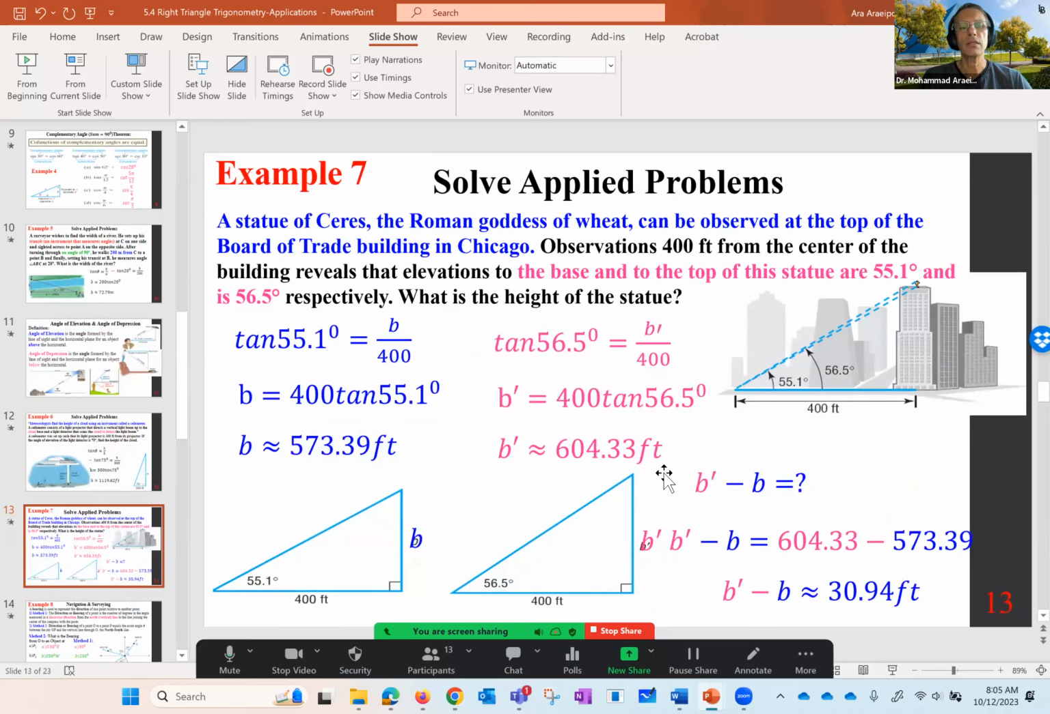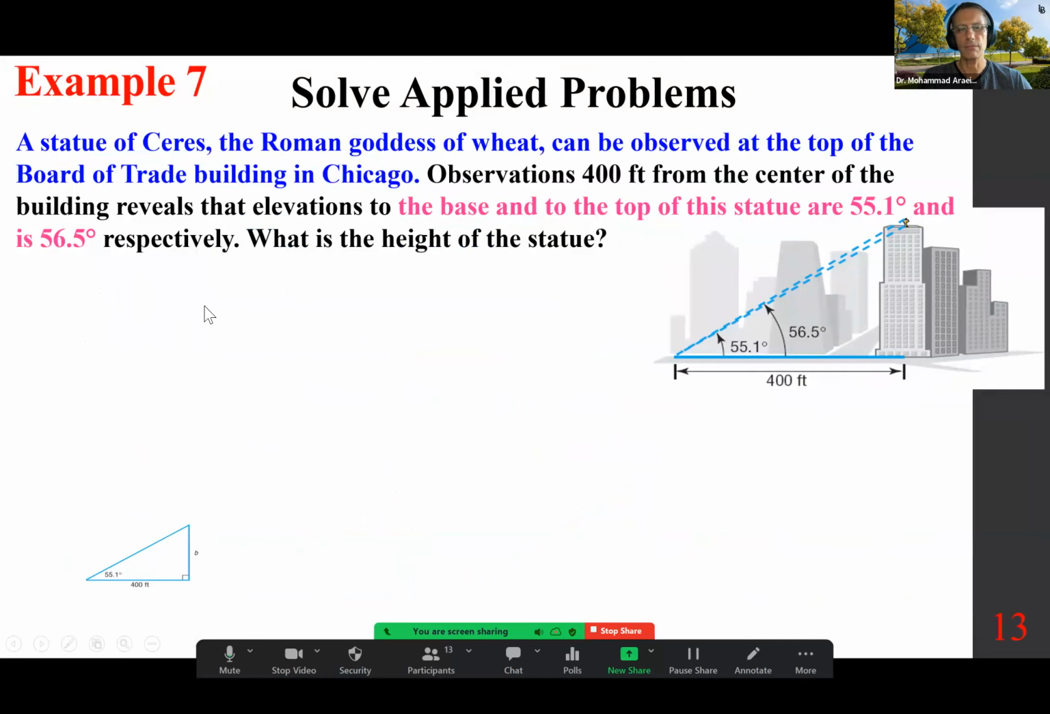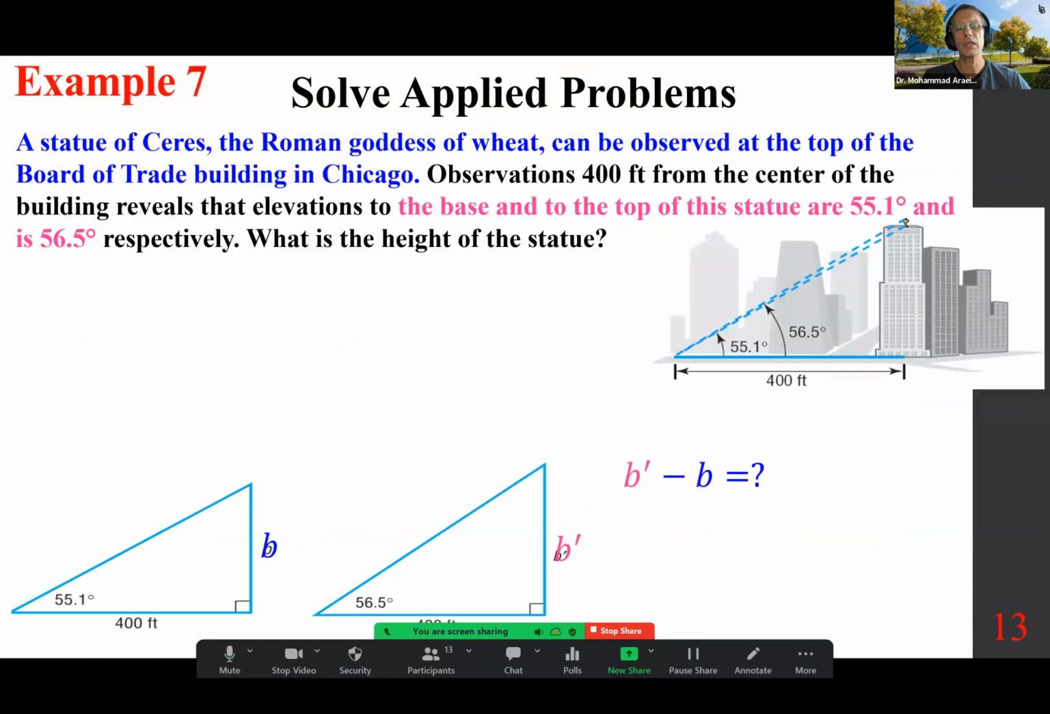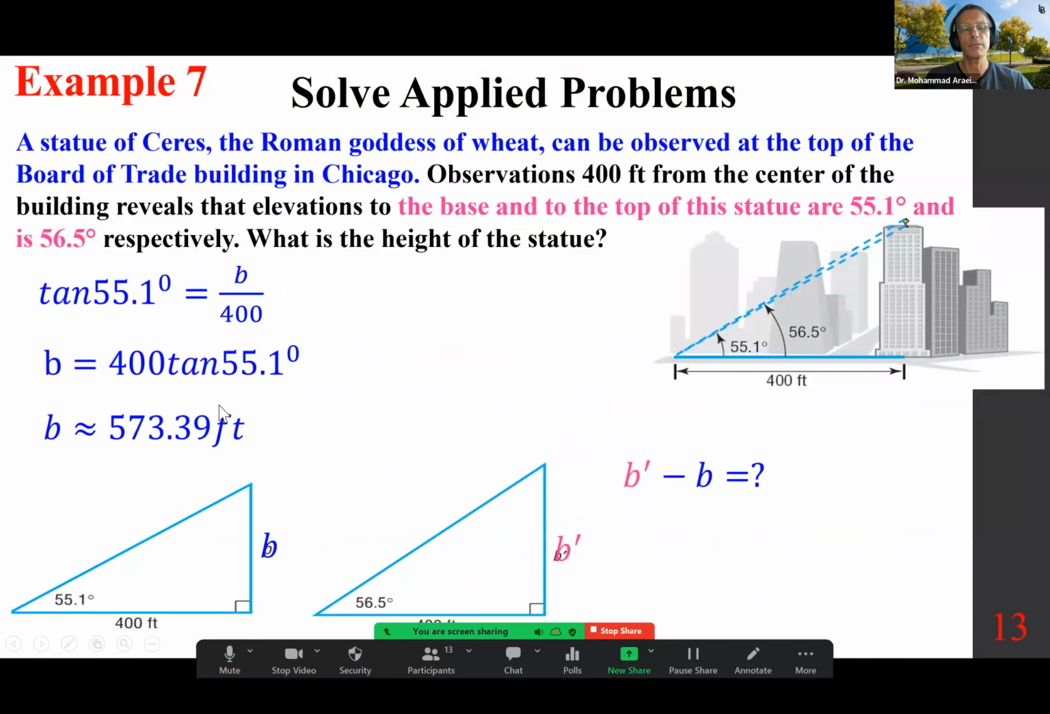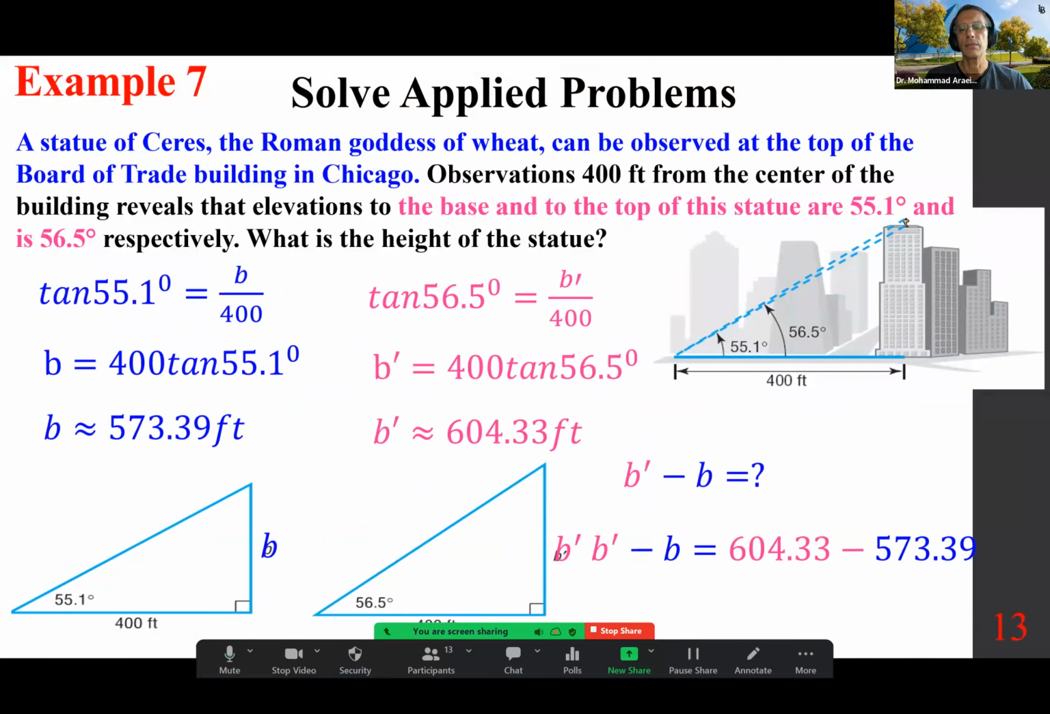And in this case, we were calculating the difference in the height of the building and the height of the building plus the statue. And the difference between the two proved to be fairly straightforward. And that was the answer we were looking for.